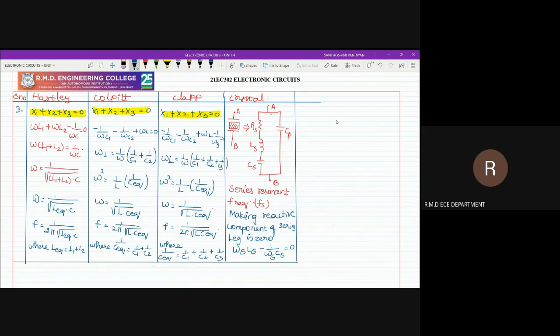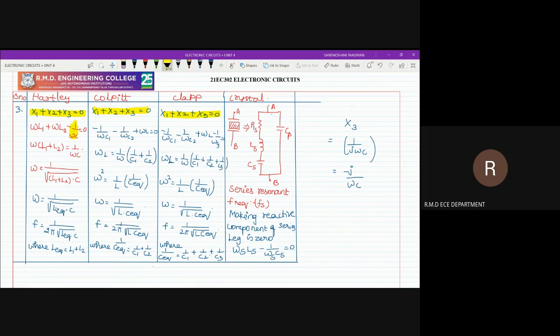x3 is actually an imaginary part. jx3 is nothing but a capacitor, so the capacitor can be written as 1 by j omega C. I am bringing j to the numerator, so it becomes minus j divided by omega C. In all the terms I am equating the imaginary part now, so remove the j, and thereby I am getting minus 1 by omega C. Clear?